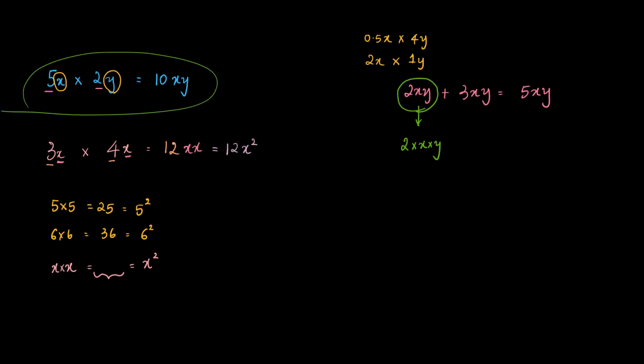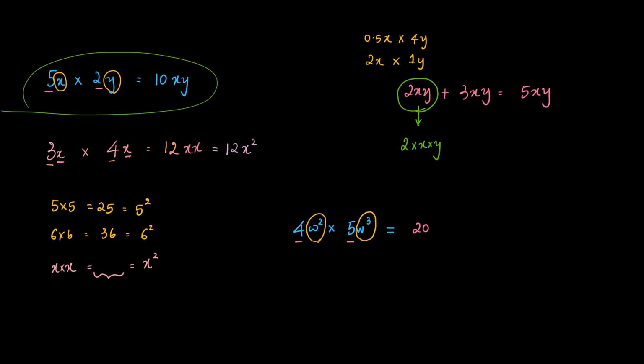Let's look at a few more examples. 4w squared times 5w cubed. Again, number times the number. So 4 times 5 is 20. Put the equal sign. And then w squared times w cubed.